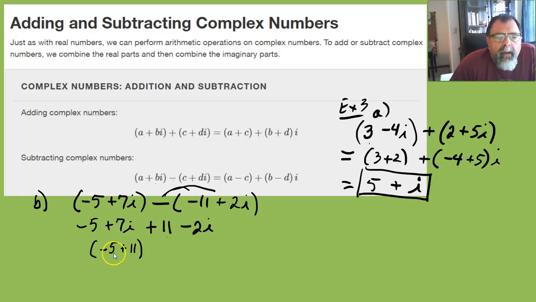So that's negative 5 plus 11, which would be 6. And then 7i minus 2i is 5i. So the answer for that one is 6 plus 5i.